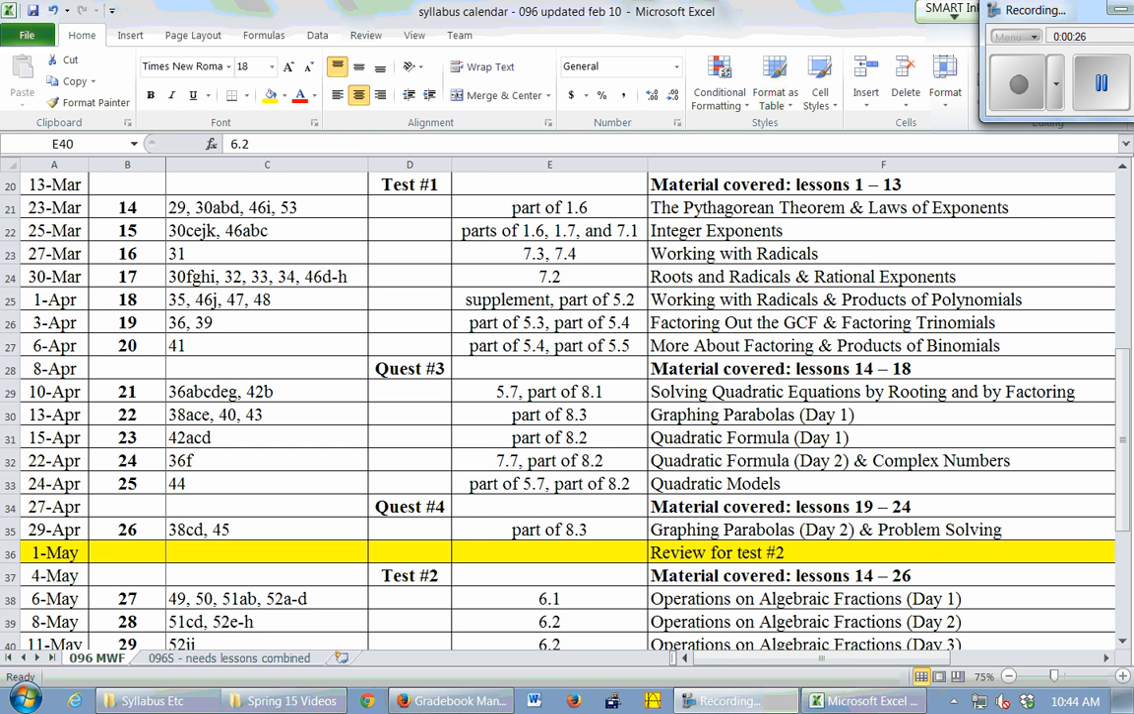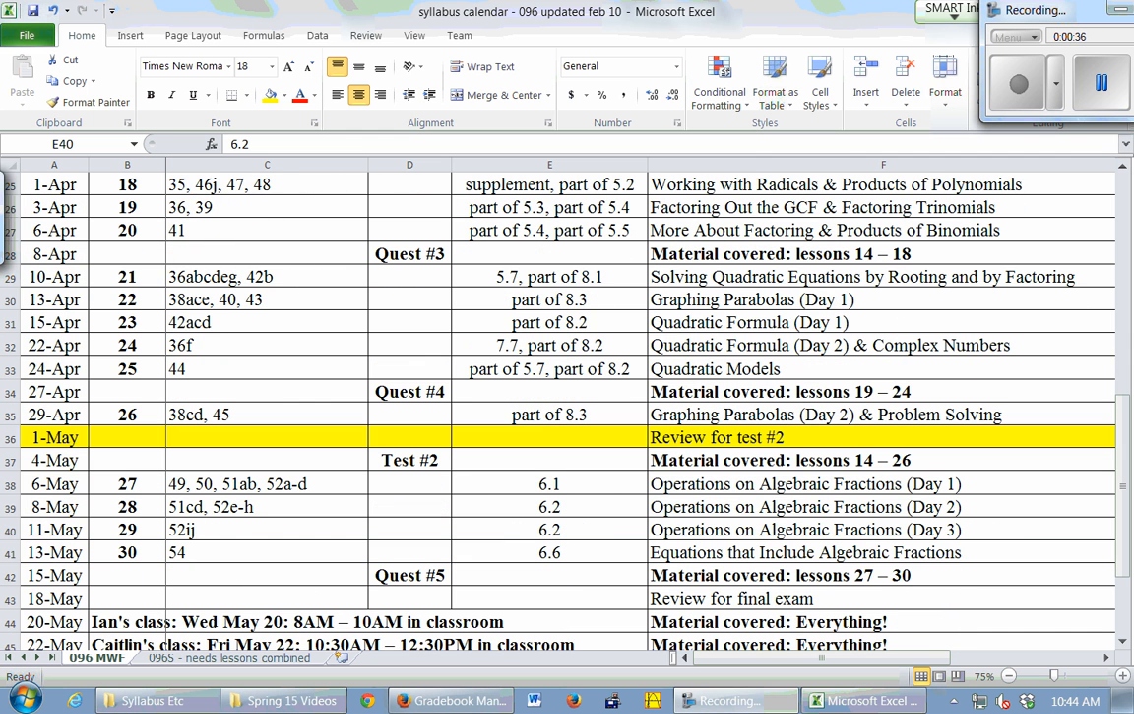Then all the material that was on Quest 4, which includes solving quadratic equations, factoring, the quadratic formula, graphing parabolas, and also quadratic models and more graphing parabola stuff. Okay, so 14 through 26.